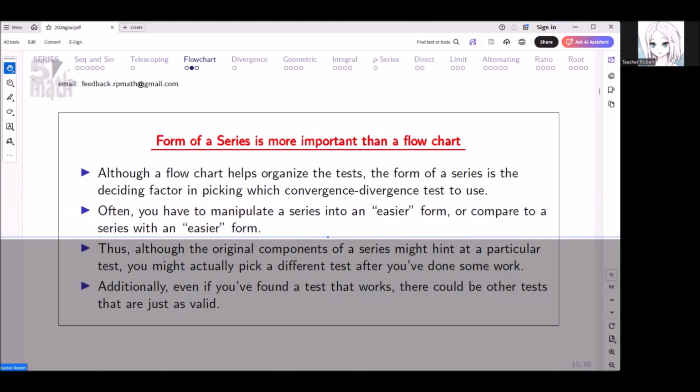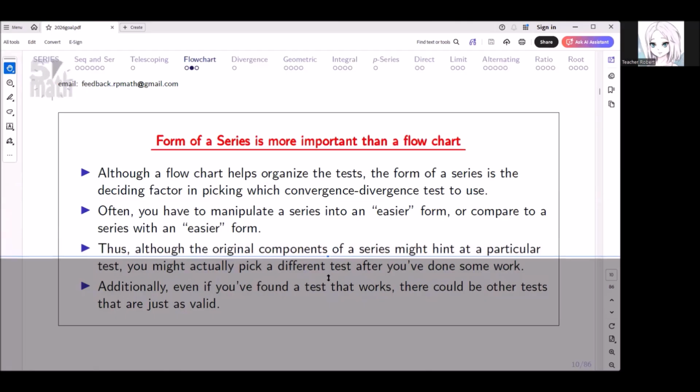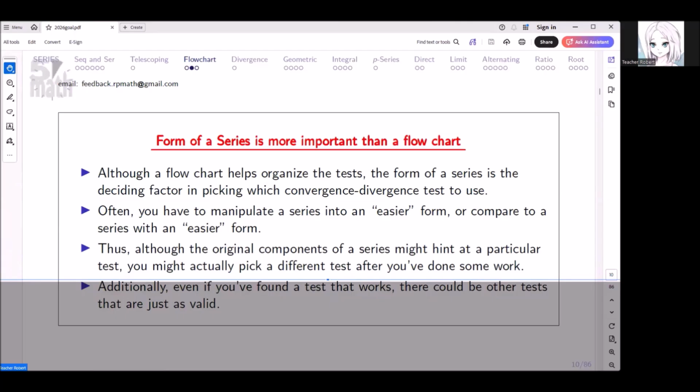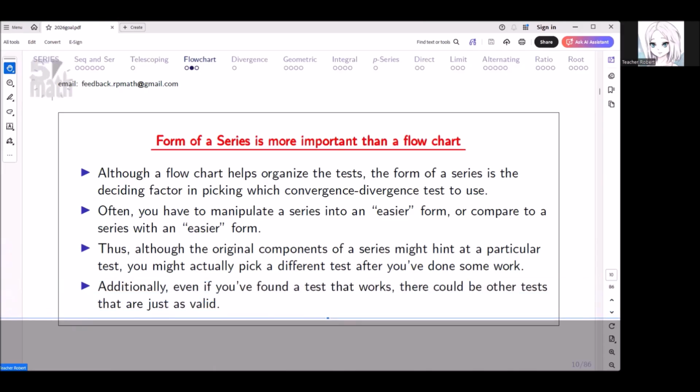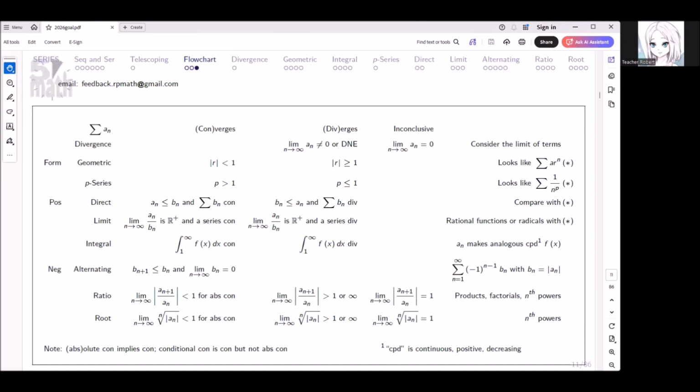Often, you have to manipulate a series into an easier form, or compare it to a series with an easier form. Thus, although the original components of a series might hint at a particular test, you might actually pick a different test after you've done some work. Additionally, even if you found a test that works, there could be other tests that are just as valid. Here is a fact sheet.